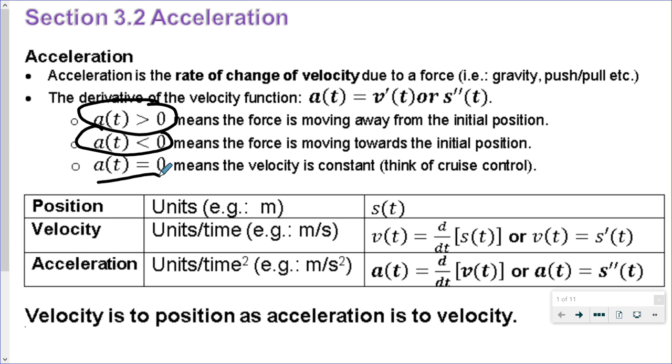So our position function had linear units like meters. Velocity had a unit that was a rate, meters per second. Acceleration has units where the time is squared, so meters per second squared. So I want you to think of velocity to the position function as acceleration is to velocity.